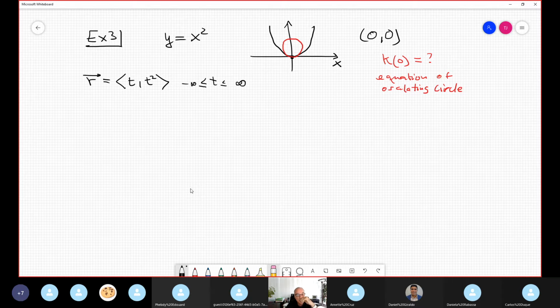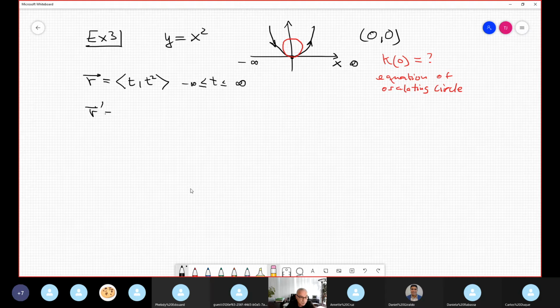It's an important specification when you parameterize something: the interval. I forgot to say in example 1 and example 2, but it's obvious, the parameter varies from 0 to pi, because this is a closed figure, a closed trajectory. In this case, no, it's open. And the orientation, I suppose, is in this direction, from negative infinity to positive infinity. Okay, no problem. We continue.